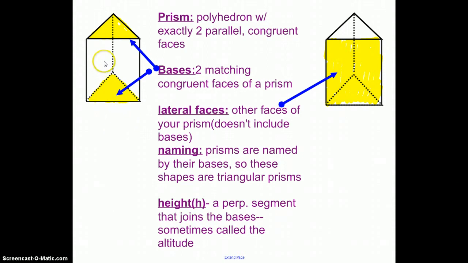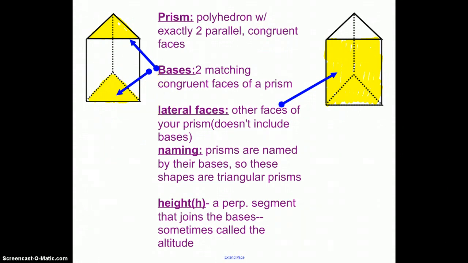The lateral faces are the faces that go around your shape. It goes around in this direction here and doesn't include the two bases. So if these triangles are bases, all the rest of the sides would be rectangles. Those would be lateral faces. You should be able to figure that out, whether it's standing up and down like this or laying on its side and going left to right.